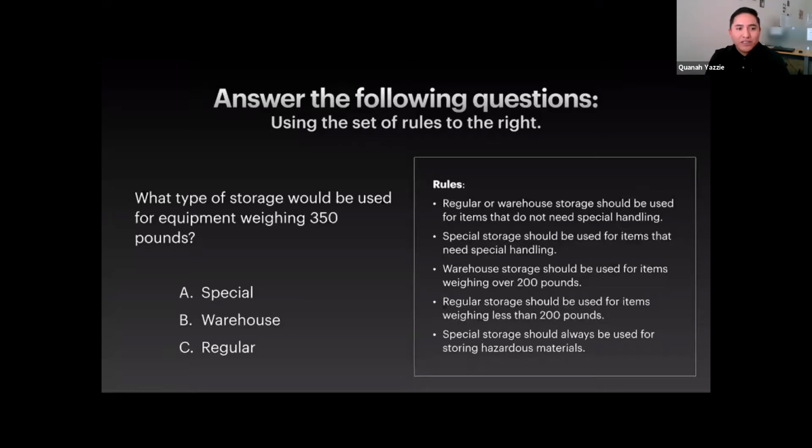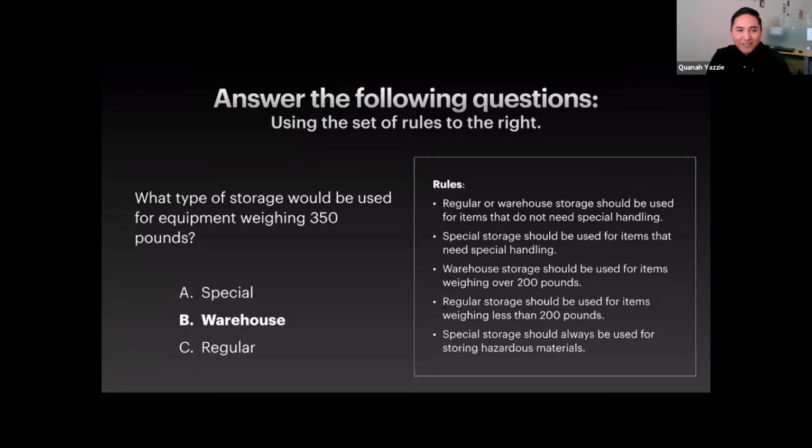If we look at this question, what type of storage would be used for equipment weighing 350 pounds? Just off the top of your head: special, warehouse, or regular? B, we have some B's coming in. The answer to this one is warehouse, because logically, when we look at the rules on the right, equipment weighing over 200 pounds should use warehouse storage.